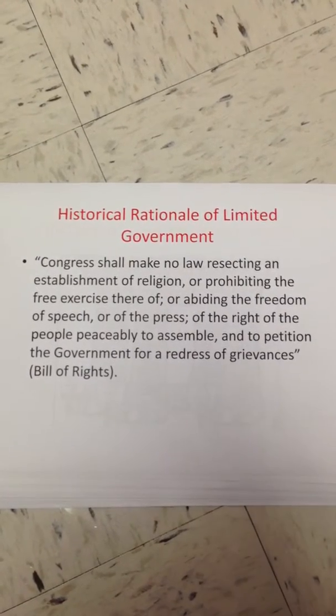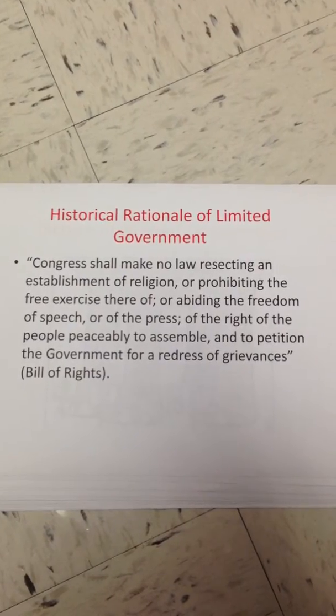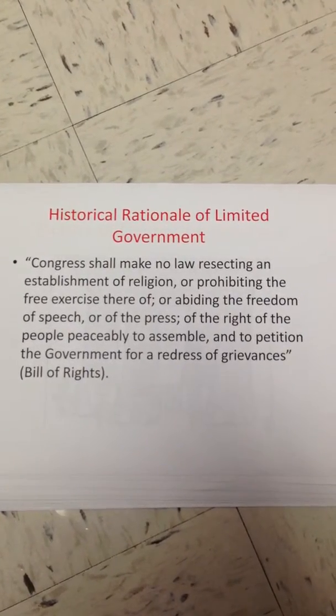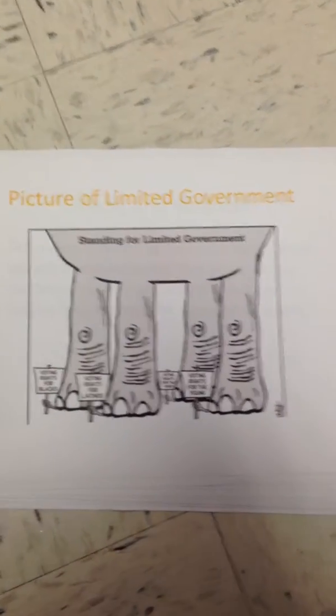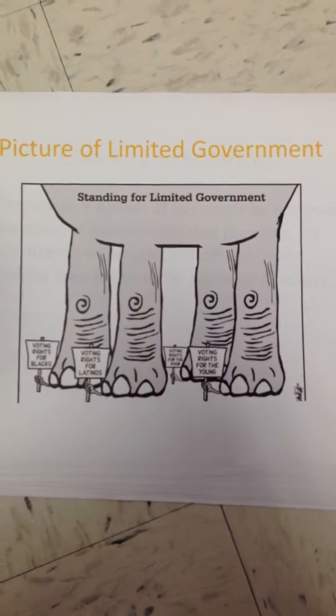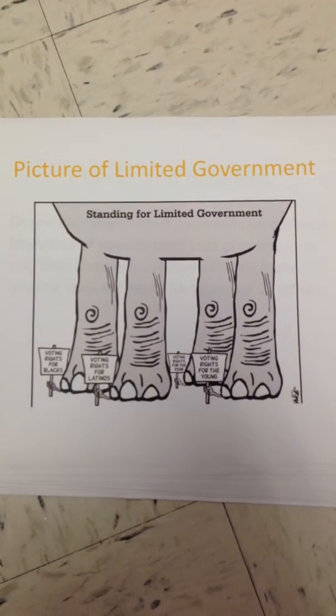This quote explains how Congress cannot pass a law establishing religion or prohibiting the freedom of speech. This picture represents limited government because every group has a say and they can stand for what they want and believe in.